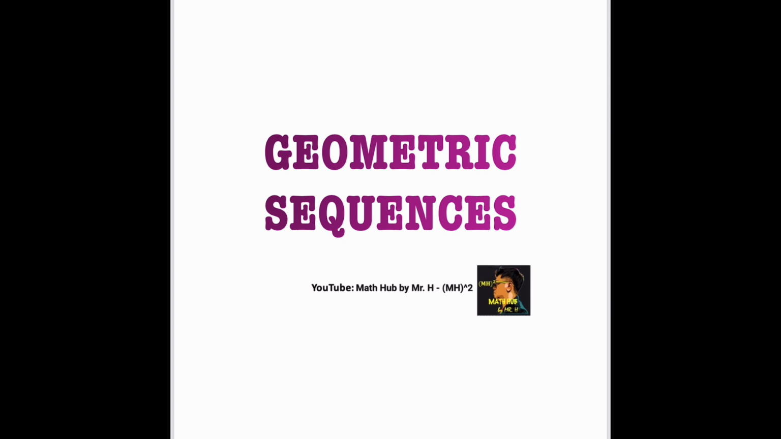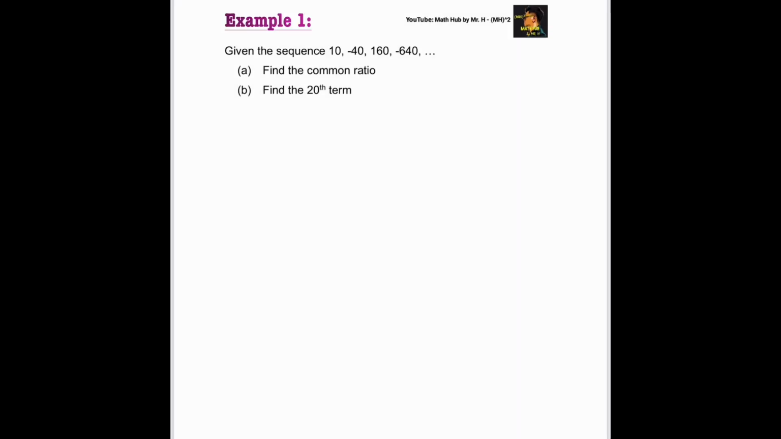All right, let's take a look at the very first example. Example 1. Given the sequence, letter A, find the common ratio, and letter B, find the 20th term. All right, so let's answer question 1A. Find the common ratio of the given geometric sequence.